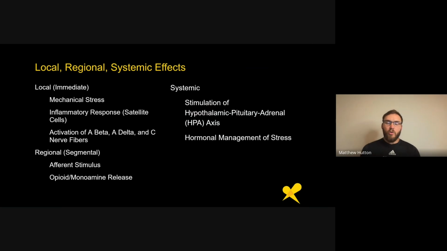Some of the regional or segmental effects take a little bit longer to happen. Obviously, the signal has to be transmitted up the chain into the spinal cord, specifically into the dorsal root. So you cause this afferent stimulus. You apply the needle, and the signal gets transmitted up into the dorsal root, the spinal cord.